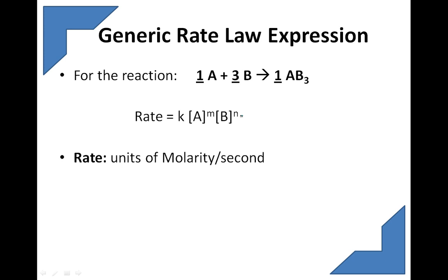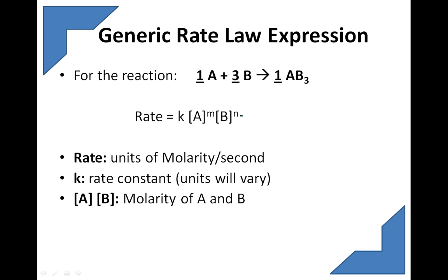The units on rate are always going to be molarity per second because we're looking at how molarity changes over time. The units on k are going to vary, but they're going to be whatever units and whatever number it needs to be to make the ratio kind of work out. A and B in brackets represent the concentration or molarity of each reactant.